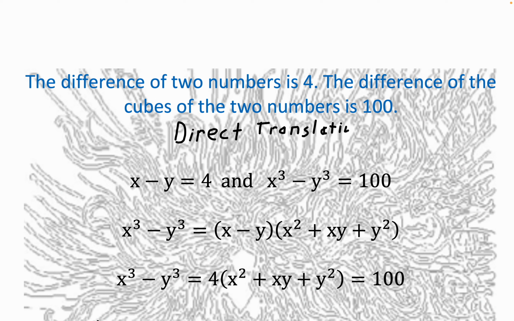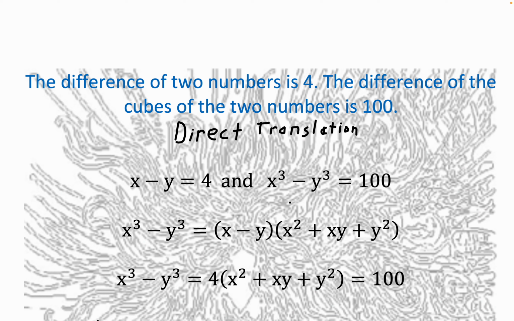All right, so let's get busy directly translating. This says the difference of two numbers is 4. I didn't specify that the numbers were integers or real numbers. Math just kind of takes care of itself on these problems a lot of times. So anyway, if x would be the largest number right here, then x minus y is equal to 4. They also specify that the difference of the cubes of the two numbers is 100. So that's what I wrote down right here. All right, now at this point, it's been directly translated.